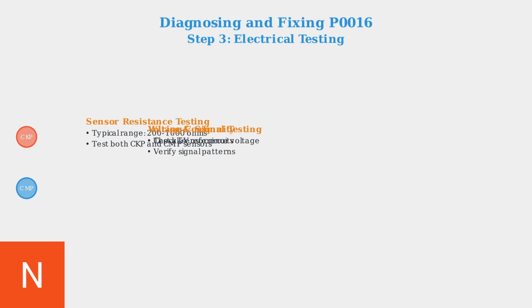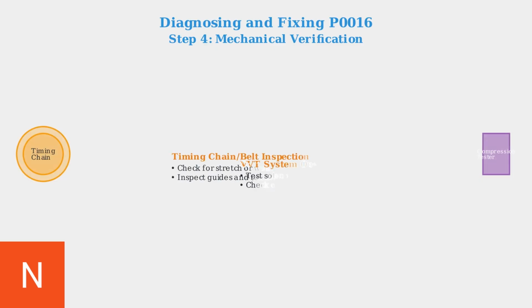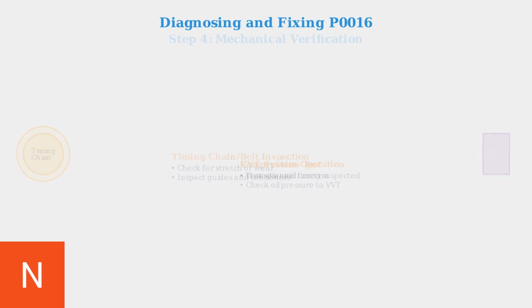Step 3. Electrical testing involves checking sensor resistance and voltage, verifying wiring continuity, and using oscilloscope testing for definitive sensor evaluation. Advanced oscilloscope testing provides the most accurate sensor evaluation, showing the actual waveform patterns from both crankshaft and camshaft position sensors. Step 4. Mechanical verification includes timing chain or belt inspection, VVT system operation testing, and compression testing if mechanical timing issues are suspected.